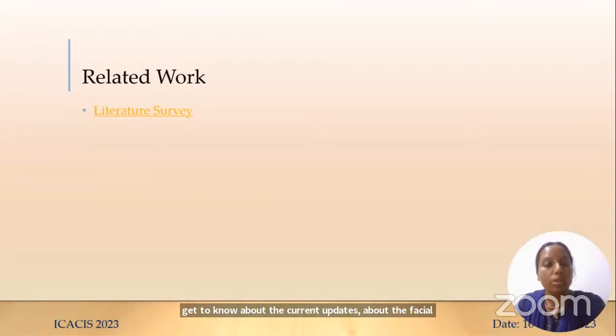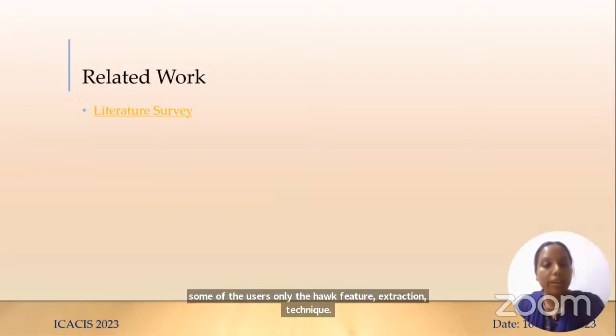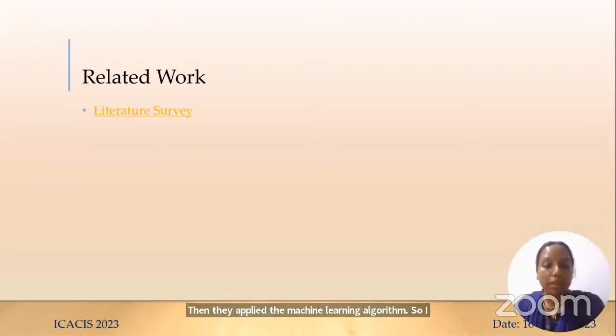So I start with facial emotion recognition. They started with facial images, a small number of images, and the work began. Some authors use the LBP technique, some use only the HOG feature extraction technique. Then they applied machine learning algorithms. So I identified everything from the survey table, and I got this.